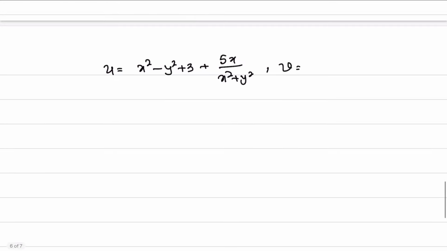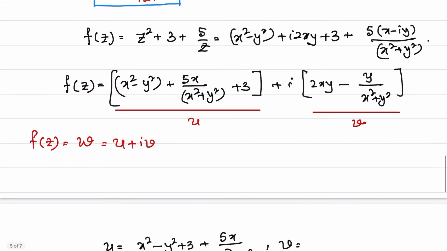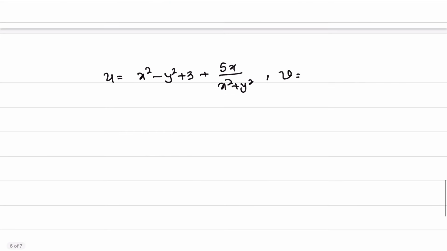What is the value of u? u is equal to x square minus y square plus 3 plus 5x by x square plus y square, and v is equal to 2xy minus 5y. Here it is 5y. 2xy minus 5y divided by x square plus y square.